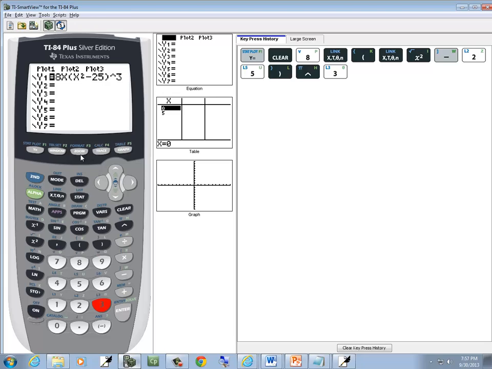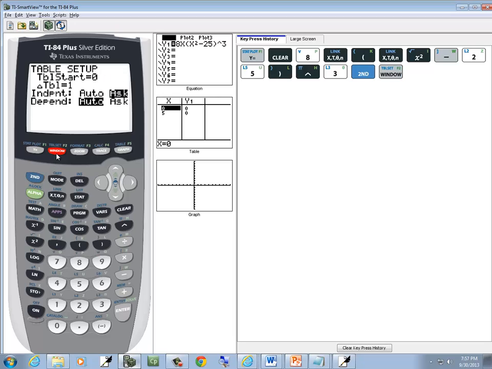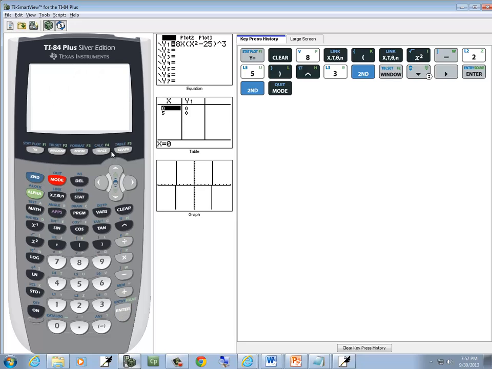Now you want to set up your table for the table mode. We're going to our table setup, second window. And see where it says independent? You want Ask chosen. Mine's already selected, but if yours isn't, you down arrow to that line, you right arrow, put your flashing cursor on the Ask, and press enter one time. That'll highlight it. Second mode exits anything. So now we go into table mode, second graph. You may or may not see numbers there. If you do see numbers, you can delete them. You just keep pressing your delete key over and over.